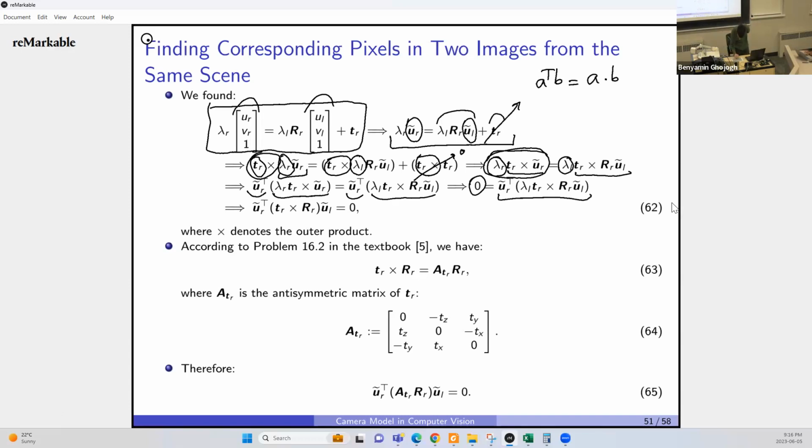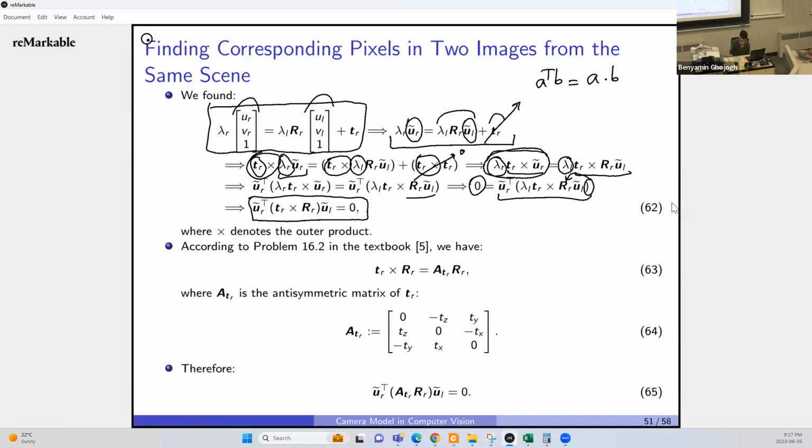Here I have this. I'm repeating it. Now, do you agree that I can write it in this way? So I bring these parentheses here. Does it matter? No. So I'll have UR tilde transpose TR outer product RR UL tilde equals 0. Let me clear here a bit so you can see this equation better because this is an important equation. Equation 62.